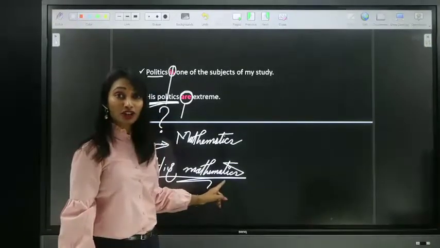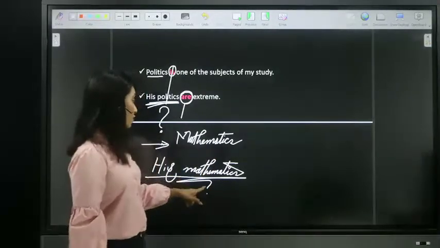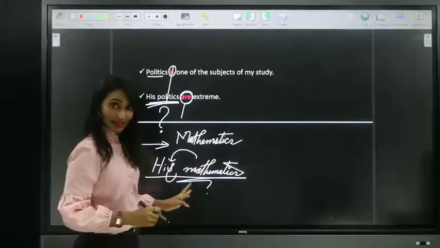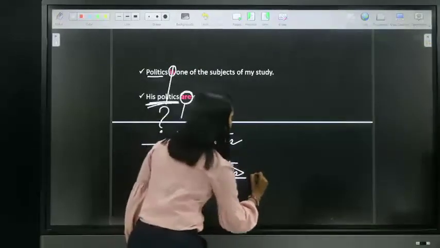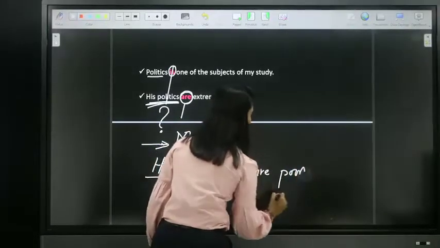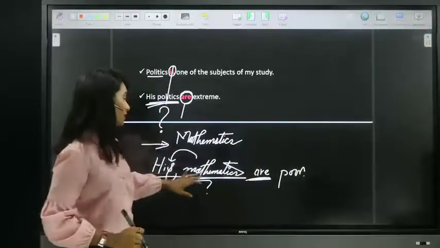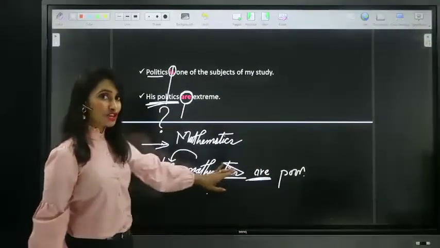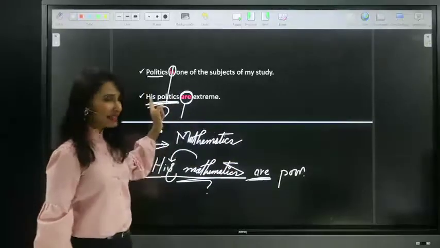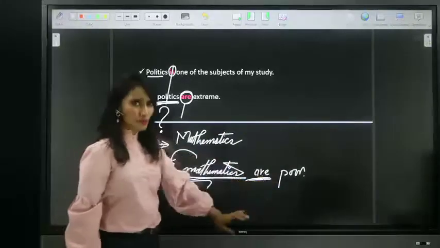Here we are not considering it as the subject. It is not the name of the subject. Here we are talking about his calculations, his math. So his mathematics are poor. So guys, you see here, we used plural because we changed the meaning. With the change of meaning, we can use them in plural sense. His politics are extreme. His mathematics are poor.